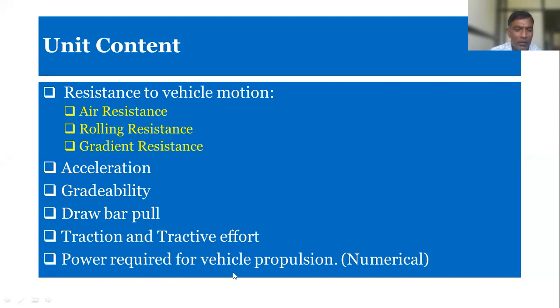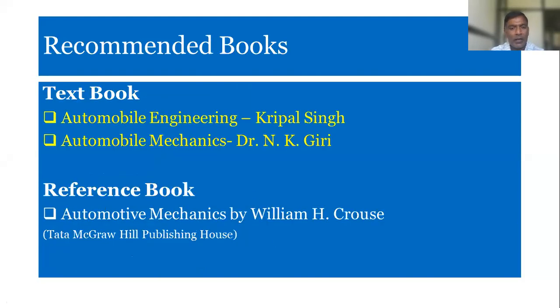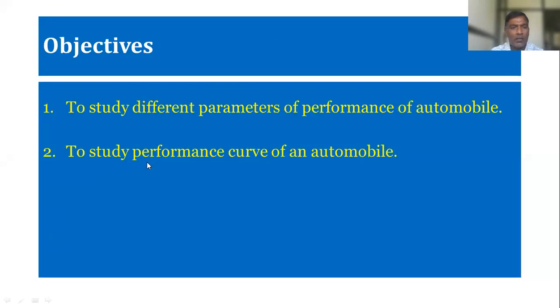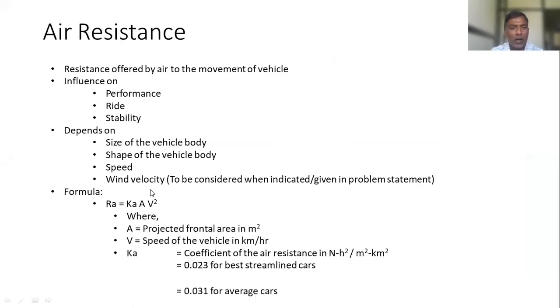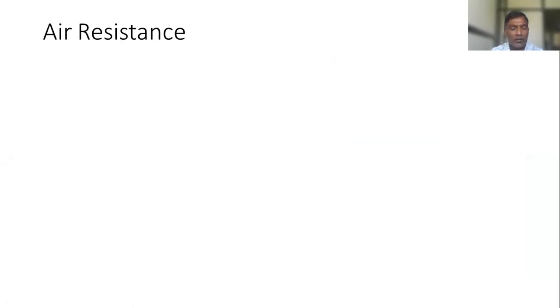How to calculate power required for vehicle propulsion? That is R V divided by 3600 times transmission efficiency, that is eta T. What is total resistance in case of gradient? Total resistance in case of the gradient, we can have R A plus R R plus R G. Total resistance in case of level road, R A plus R R. Like this you should remember.